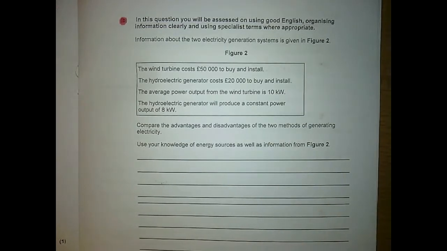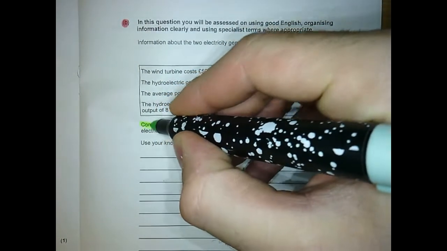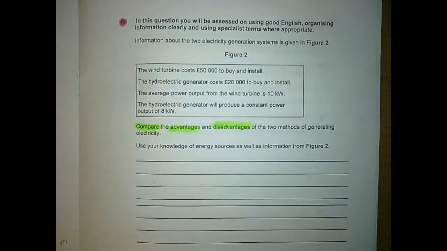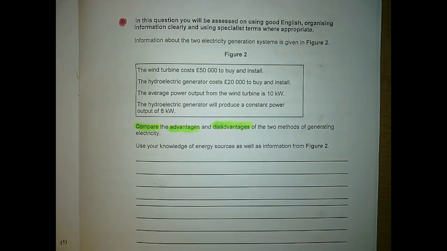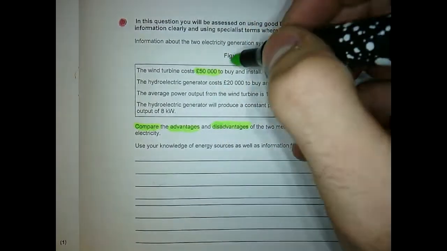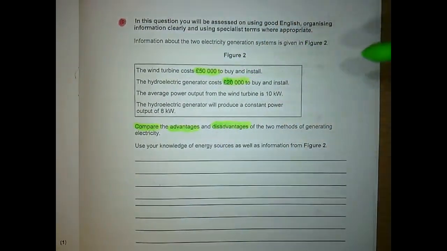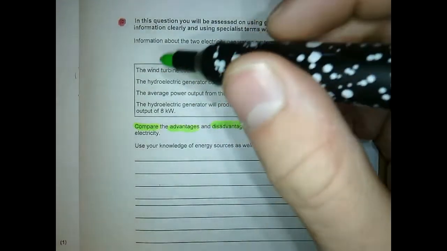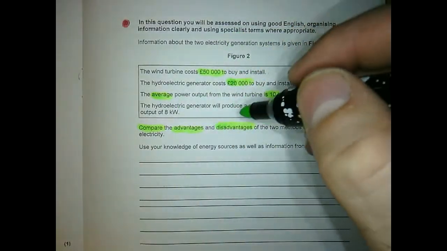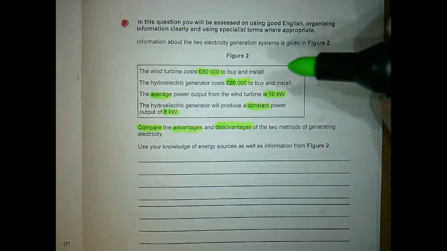Okay, so starting with part B, I'm going to look at how we look at these longer questions, and it's asking us here to compare. So that's our command word today, to compare. So we're looking at advantages and disadvantages of the two methods of generating electricity. Now, a lot of us have done really well on this because we've first off picked out the numbers that we've got in here. So the wind turbine costs this much to install, and the generator costs this much to install, and the average power output of the wind turbine is 10 kilowatts, and the hydroelectric generator will have a constant power output of 8 kilowatts.